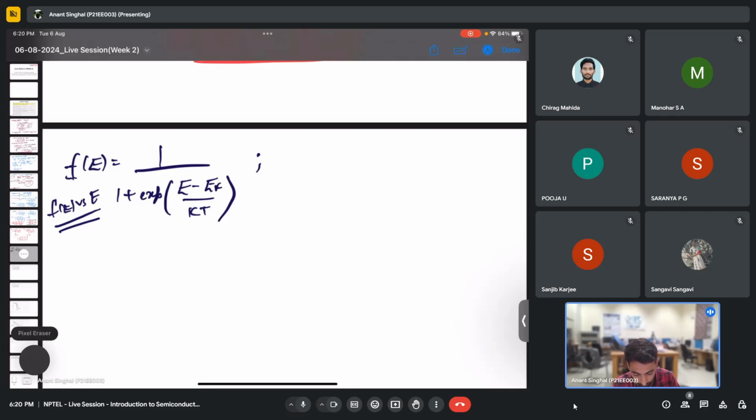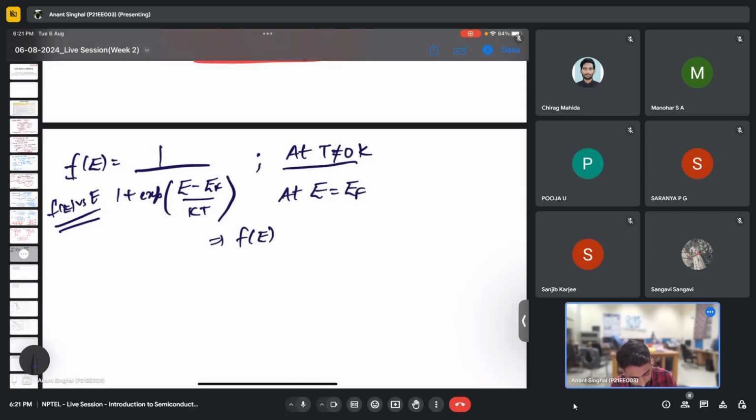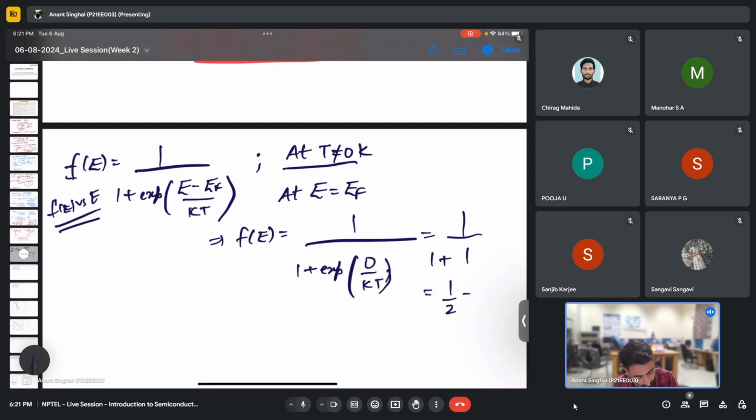What we know is, if I take the case when T is not equal to 0, in this denominator T is not equal to 0. At energy equal to Ef, Fe will be 1 upon 1 plus exponential Ef minus Ef, so that will be 0 over KT. That will give me 1 over 1 plus 1, that will be 1 by 2, which is 0.5.